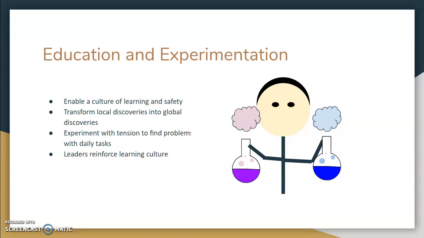That's just one example. Something more simple, if I was collaborating with anybody on this said project, which in this case I wasn't, but if I was, if I would have found an easier way to do things or a simpler way, I could share that with everybody and make it easier for everybody to be able to write the code a little better. We also want to experiment with tension and to find the problem with daily tasks.